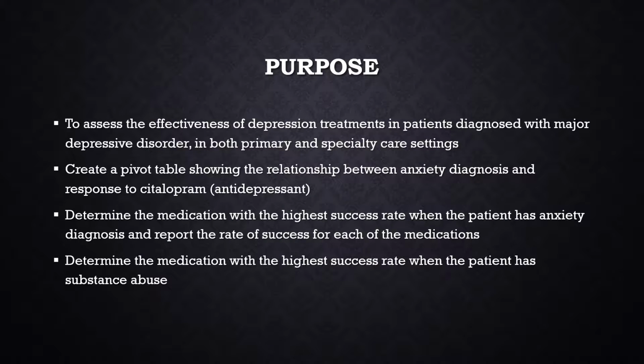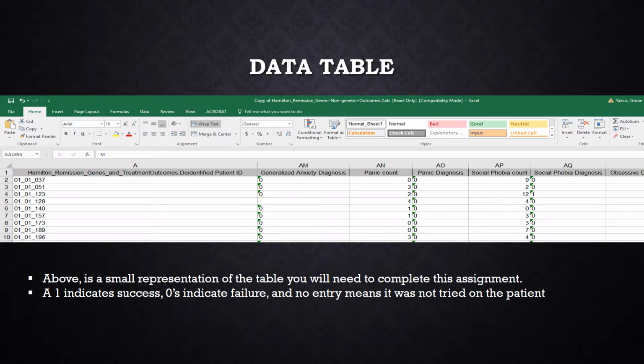We will begin this assignment by creating a pivot table showing the relationship between anxiety diagnosis and response to citalopram, an antidepressant. Next, we will proceed by determining the medication with the highest success rate when the patient has anxiety diagnosis, and we will report the rate of success for each of the medications. And finally, we will determine the medication with the highest success rate when the patient has substance abuse.